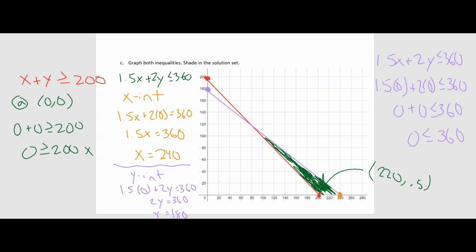And you'll also notice that I only include the first quadrant, right? I didn't include any negative numbers because it also wouldn't make sense to buy negative numbers for tacos or pizza. So again, always good to think about the context of a problem when you're dealing with a word problem and not just the inequalities on their own.